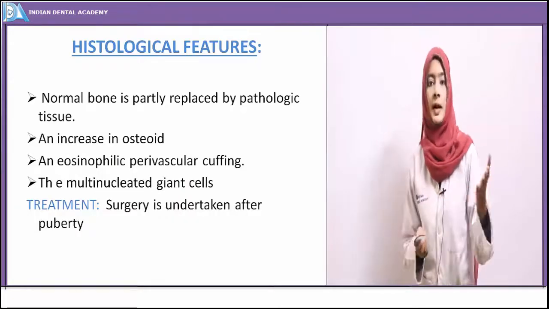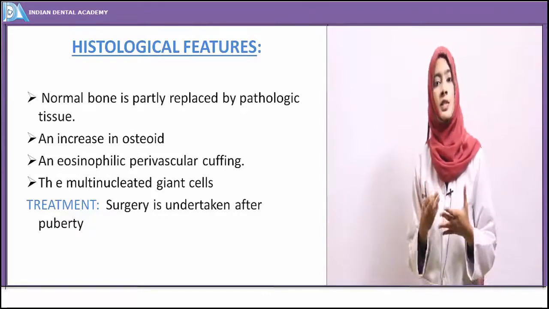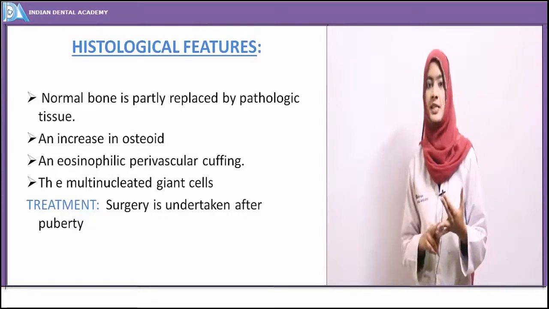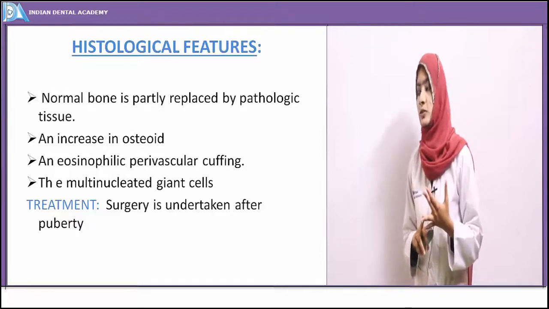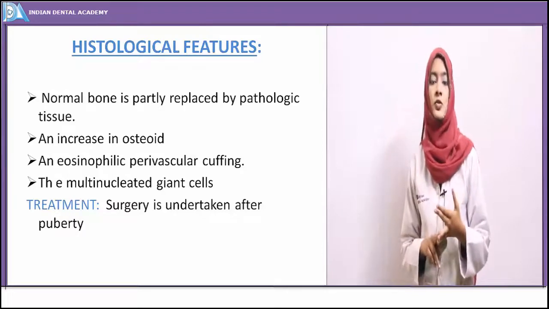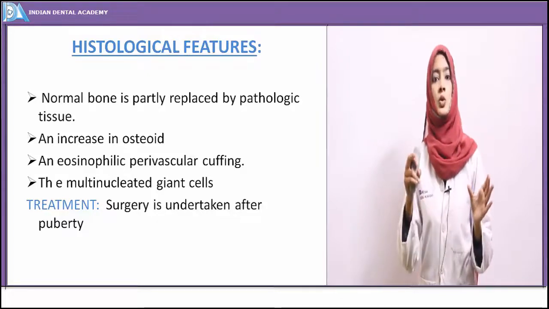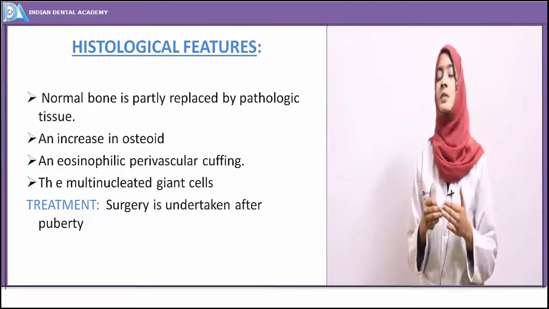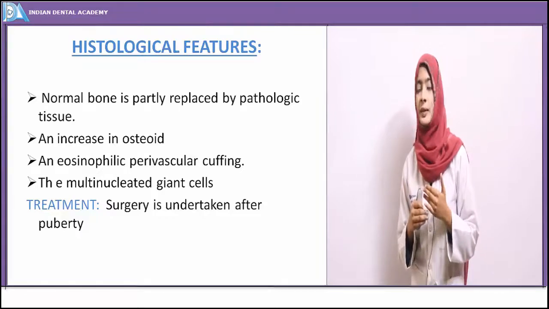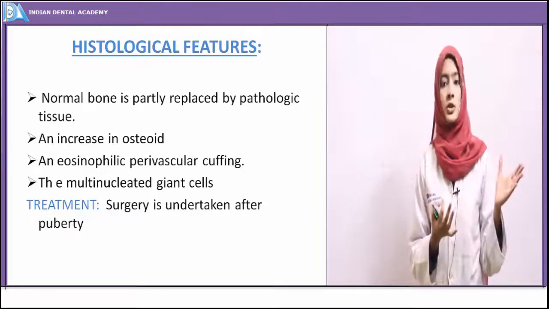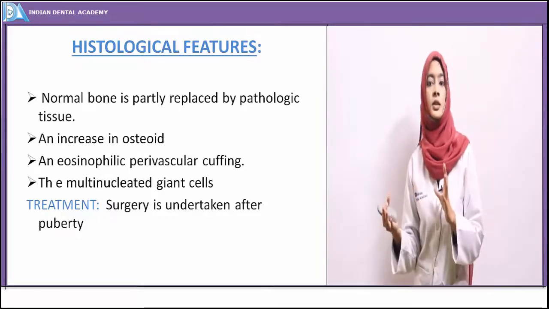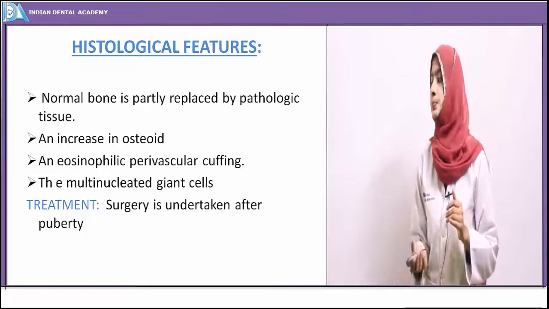So when you see microscopically, there is presence of multinucleated giant cells, there is deposition of osteoid formation, and the capillaries show large endothelial cells and there is presence of perivascular cuffing. So this is deposition of bone along with increased destruction here.